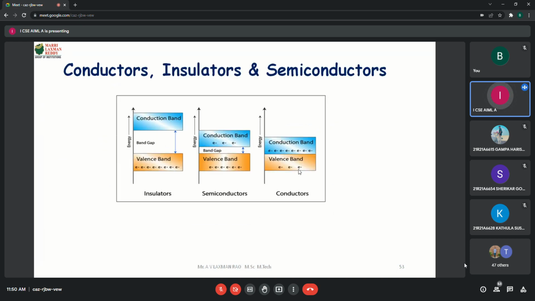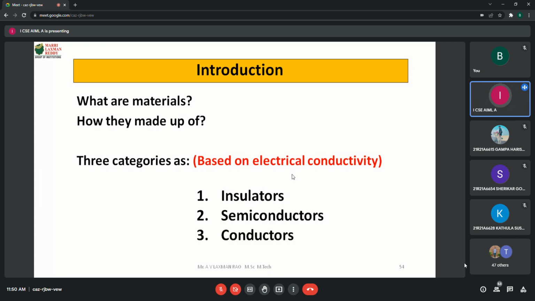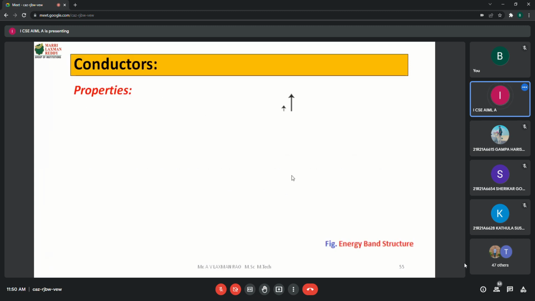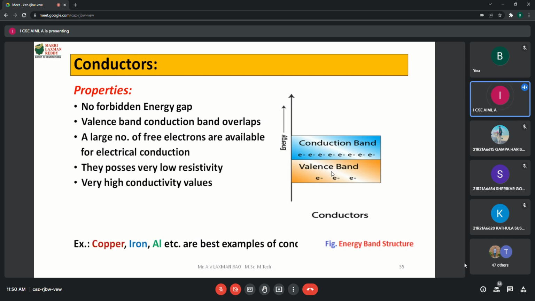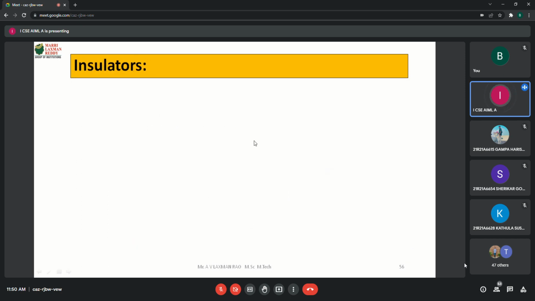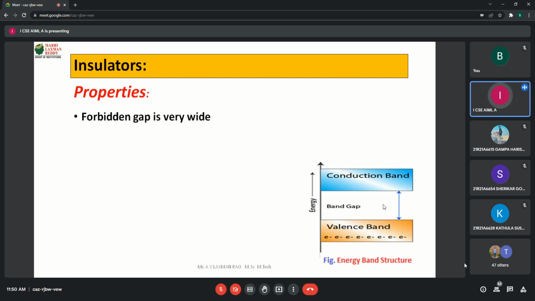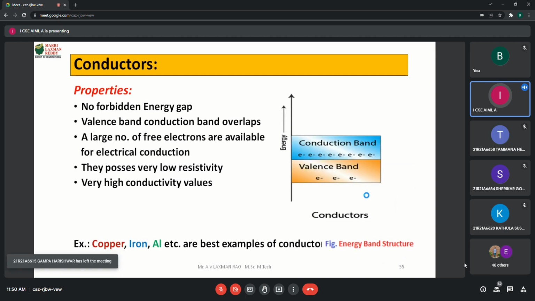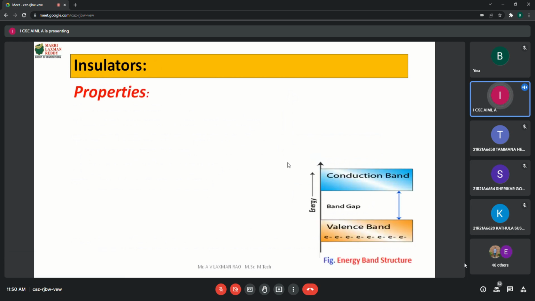Next, classification of materials: conductors, insulators, and semiconductors. Three different types are there. What are conductors and their properties based on the energy band structure? These are all the properties. And for insulators, what are the properties and the energy band structure? The gap is very high. And if you take conductors, there is no gap, the gap is equal to 0. These diagrams are important, and the three or four properties you need to write.